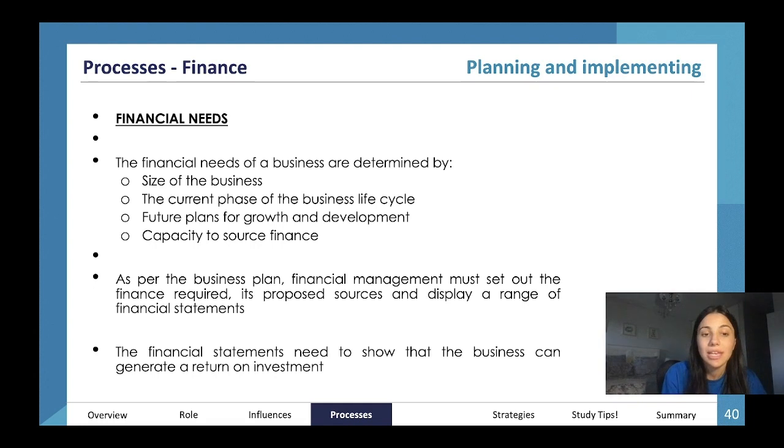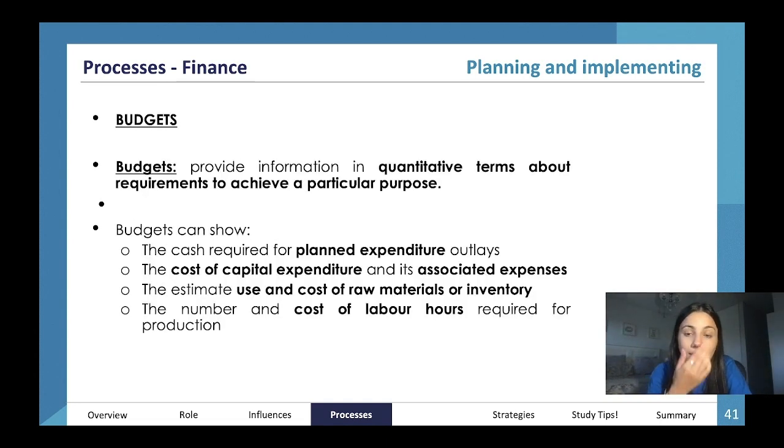So the financial needs of a business are determined by the size of the business, the phase that it's in, the future plans for growth and development, and the capacity to source finance. So depending on that business plan, financial management has to set out the finance required, how they're going to source that, and then display their range of financial statements. But the financial statements also need to show that the business can generate a return on the investment.